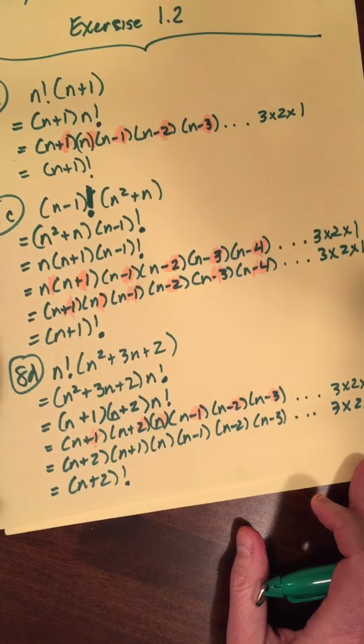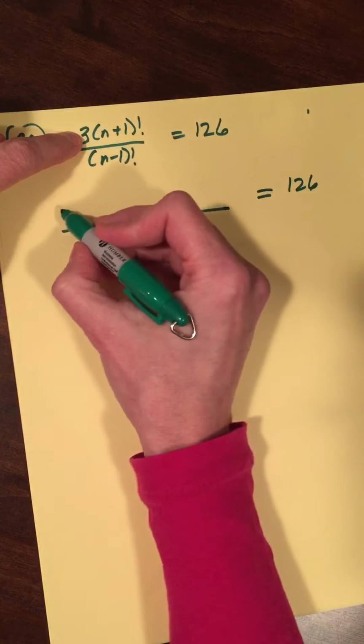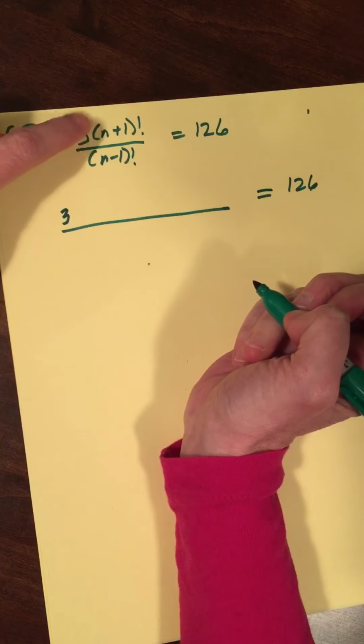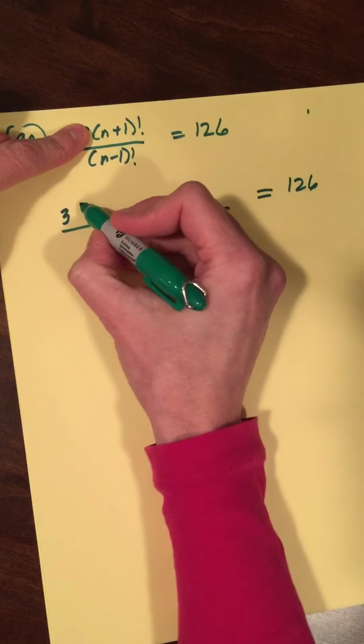9C is 3 times n plus 1 factorial all over n minus 1 factorial equal to 126. Again, notice the difference in the instructions between 8 and 9. 8 asks for you to simplify, clean up. 9 asks for you to solve. Okay, let's go through it slowly. I'm going to put a big equals and the 126. Big division line, don't want to cramp my work. The 3 is like the doorman. I'm going to leave him out in front, and I'm going to deal with the factorial.